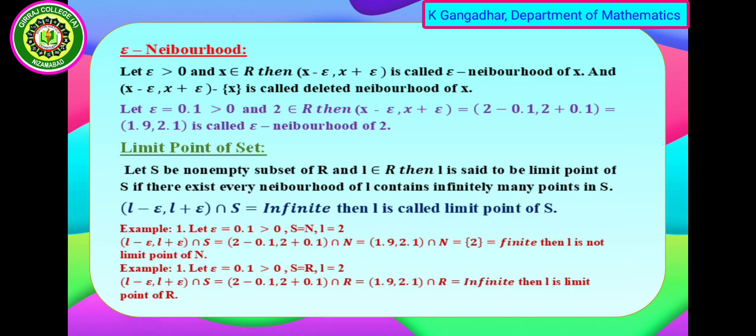So by this definition we say that natural numbers have no limit points. In the same way integers also have no limit points. Rational numbers have limit points and real numbers also have limit points.